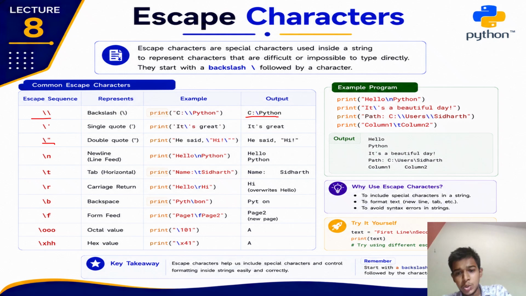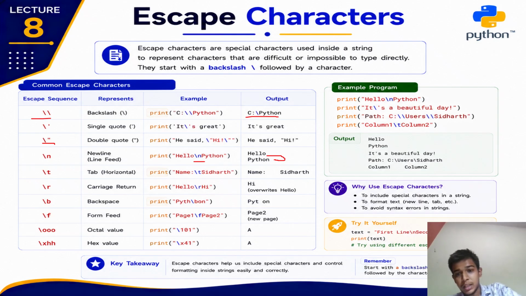One of the most commonly used escape characters is new line, written as backslash n. It moves the cursor to the next line. For example, you can see here backslash n is used between hello and Python. After the hello, you can see that it is moved to the next line.